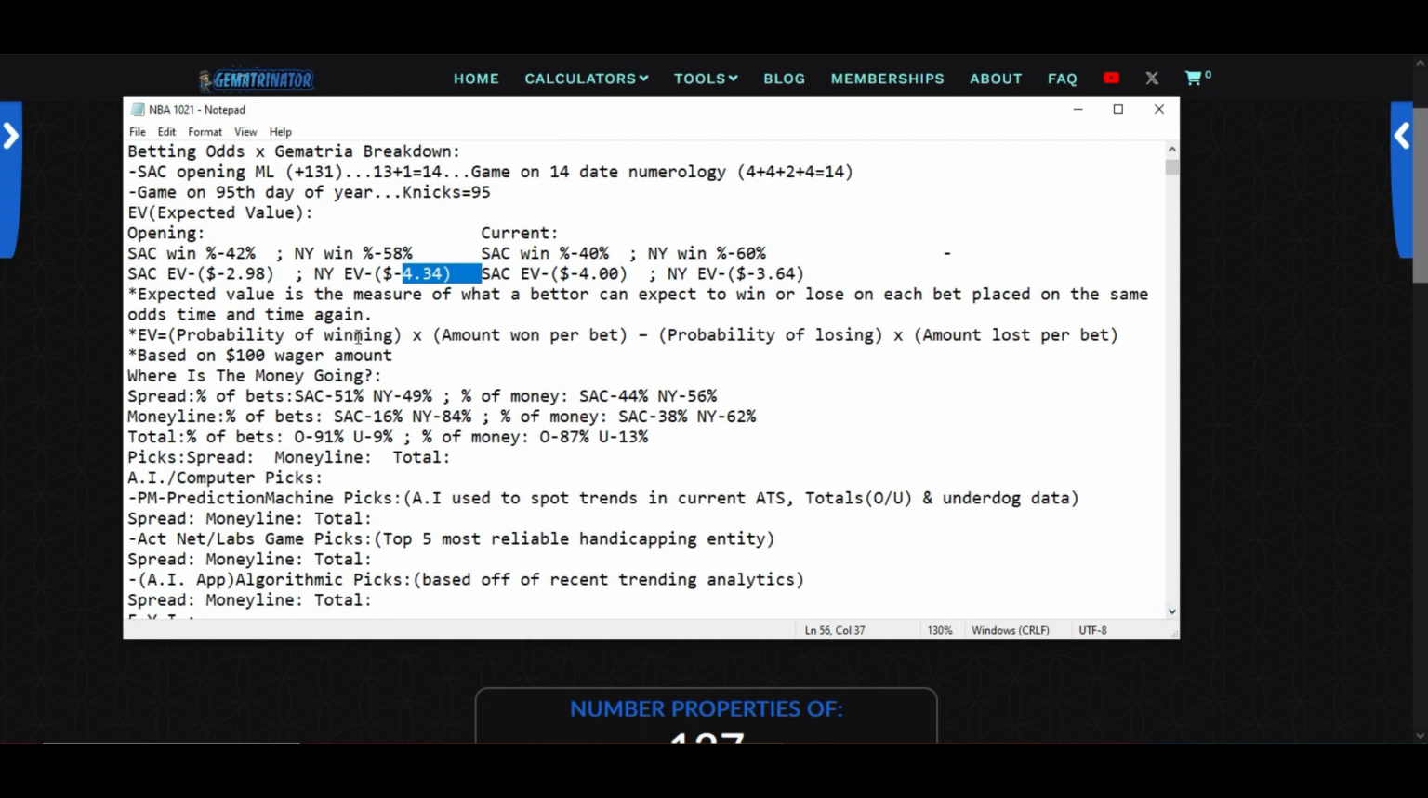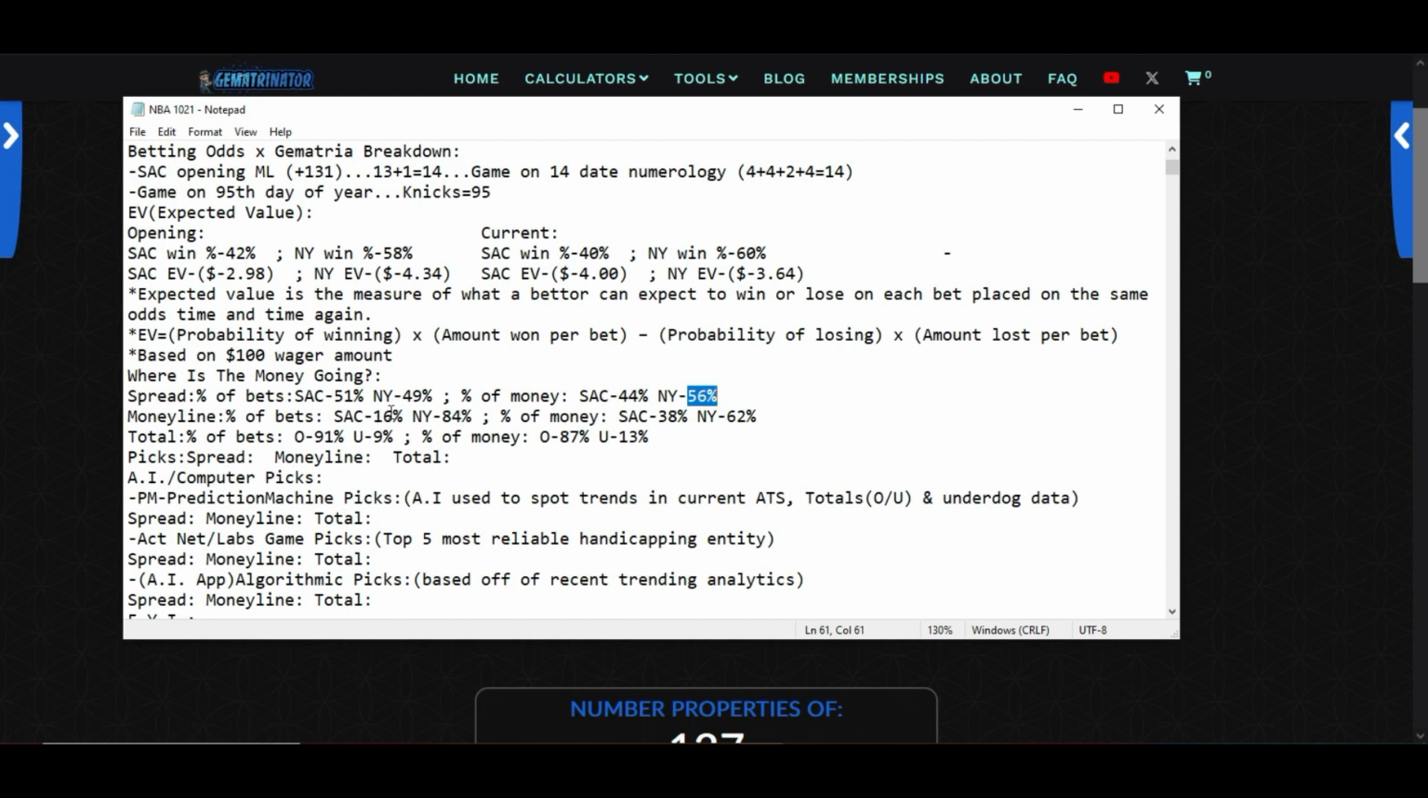Money, where's the money going? SBD-based data, that's where I get it from. 51% for the Kings, 49% for the Knicks, 44% of money. These are all based off the spread. Knicks are favored by 3.5 points on the spread. 44% of the money going to the Kings, 50% going to the Knicks.